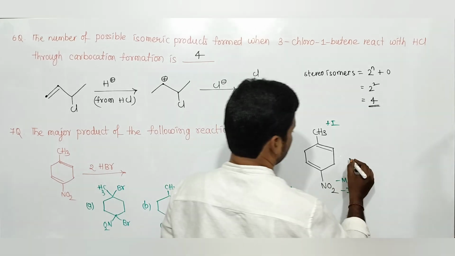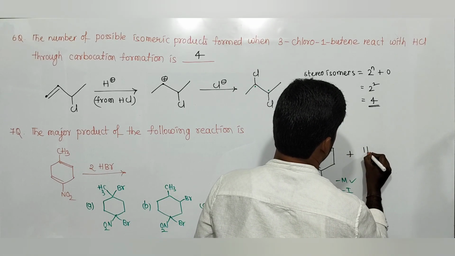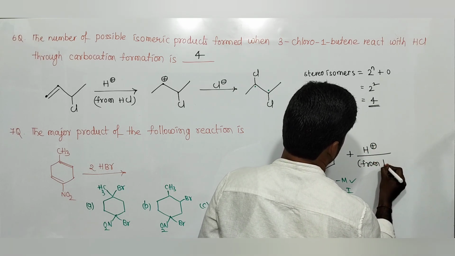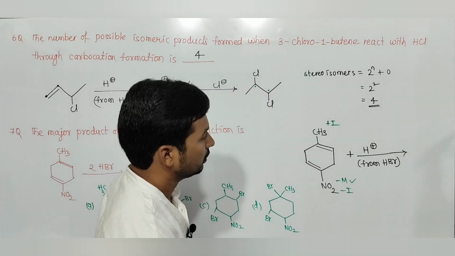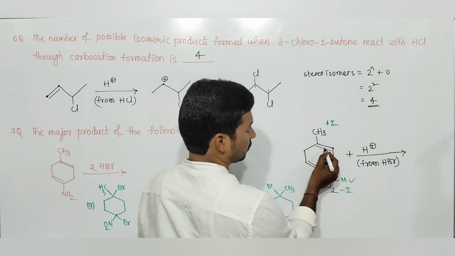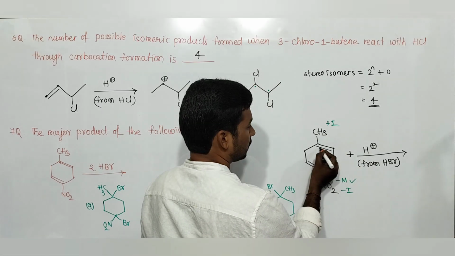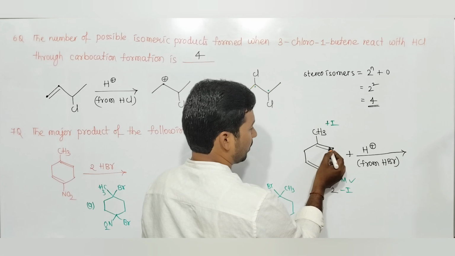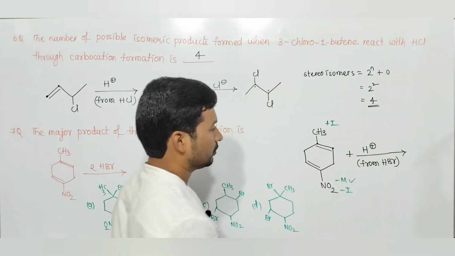If H plus from hydrogen bromide is added here, where is it supposed to add? If hydrogen is added here, this becomes positive. So hydrogen added here means the pi electron is taken away by this carbon and given to this one, then this carbon becomes positive. Okay. Next, this carbon becomes positive means bromine is added here. Bromine will add there.